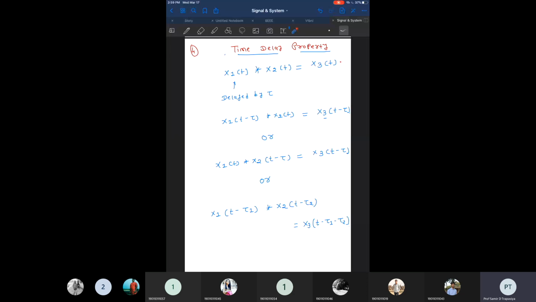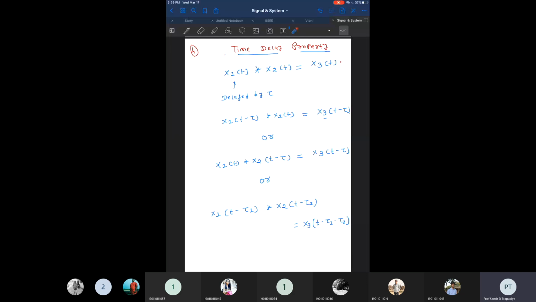Now there is also a case in which we assume the first signal is delayed by tau 1, and the second signal is also delayed. Then what happens to the output? If the first signal is delayed by some amount tau 1, and the second signal x2 of t is also delayed by some amount tau 2, then the final outcome x3 is delayed by the addition of the first signal delay tau 1 and the second signal delay tau 2.